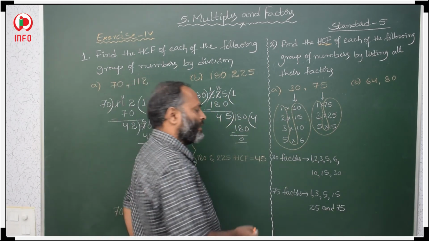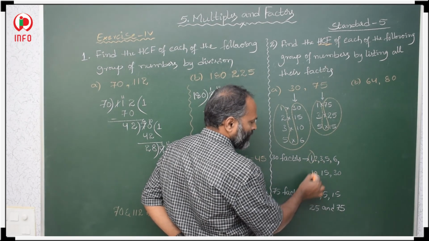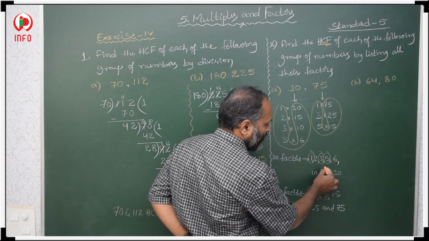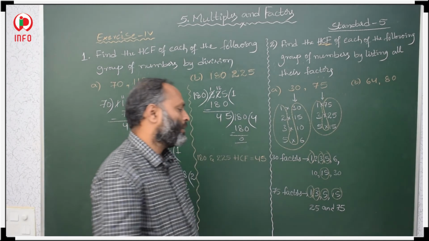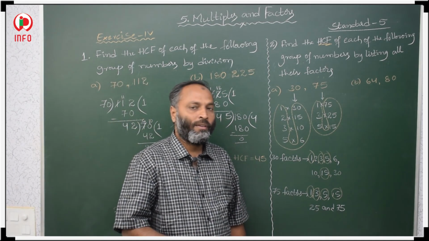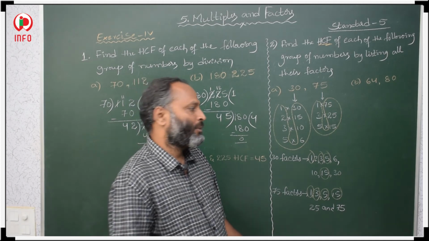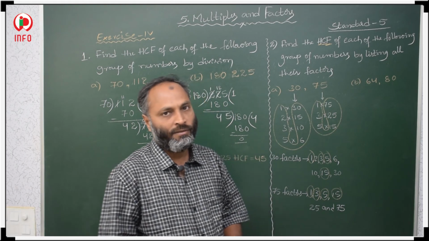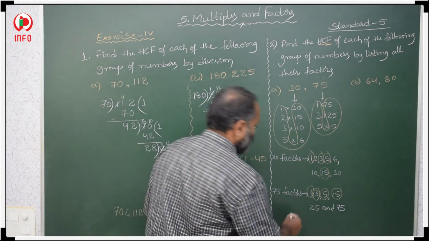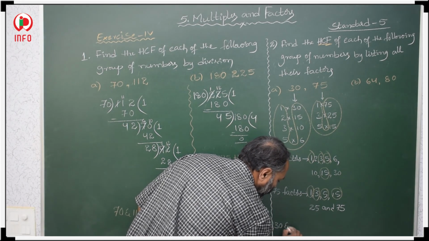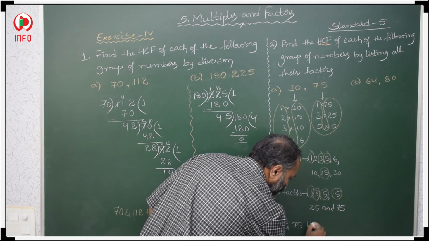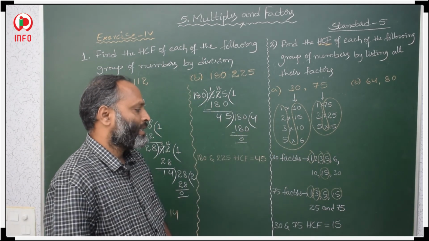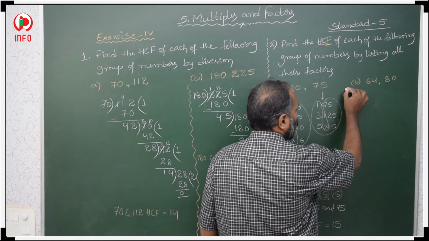Now, we have to take common factors. 1 is common in both, 3 is common in both, and 5 is common in both, and 15 is common in both. So, these are the common in both. Now, in these common factors we have to check what is the highest common factor. 1 3 5 15, 15 is the highest one. So, highest common factor is 15. Here 30 and 75, HCF is 15. 15 is the HCF of 30 and 75.